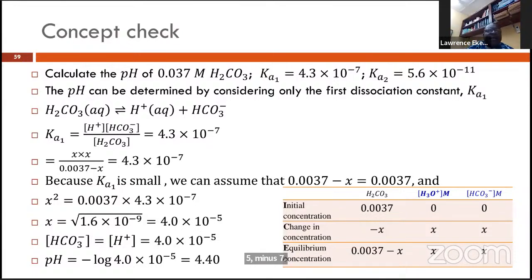Okay, so now, and that is equal to, remember we said that the concentrations of the ions are equal to each other. That is, the hydrogen ion is equal to the concentration of the anion, the carbonic anion. And so that's why we say S multiplied by S in the numerator, if you look at it carefully, over the concentration of the acid. And because our Ka1 value is small, we can assume that 0.0037 minus X is equal to 0.0037. Okay? If that assumption is okay, then we make S squared the subject of the formula. And that will become 0.0037 multiplied by 4.3 times 10 raised to power minus 7.